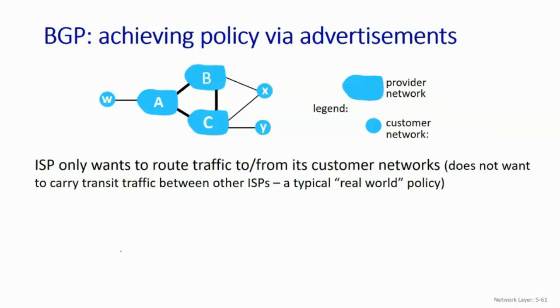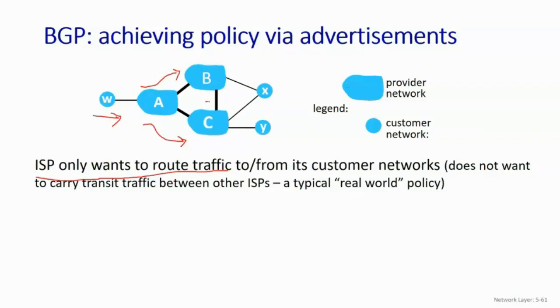Normally an ISP, internet service provider, wants the traffic to and from its own customers only inside its network. For example, a Jio customer may be expected to use Jio's own network. Let's take an example: A, B, C. A is one internet service provider, B is another, and C is another. Now W is a new router added with A. So A will advertise this information to B as well as to C.